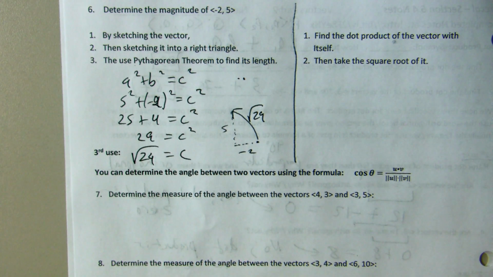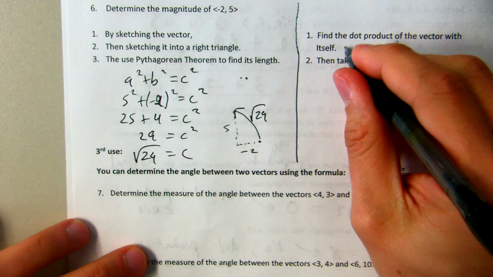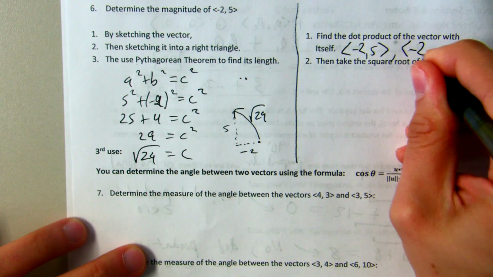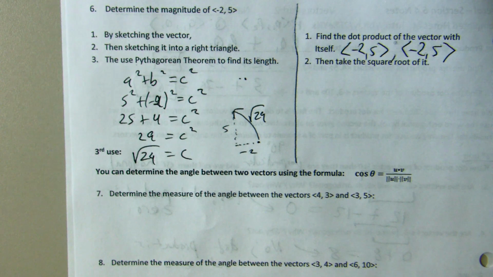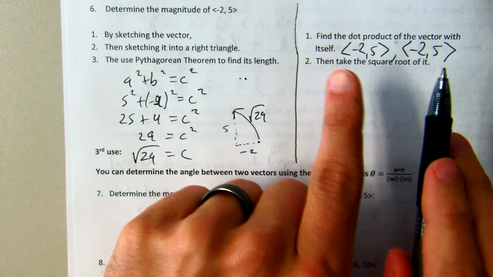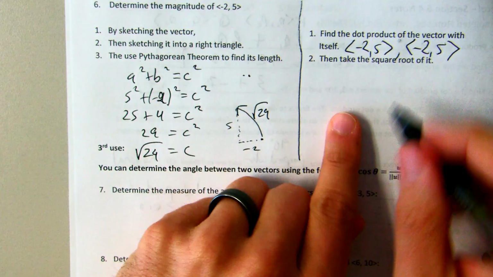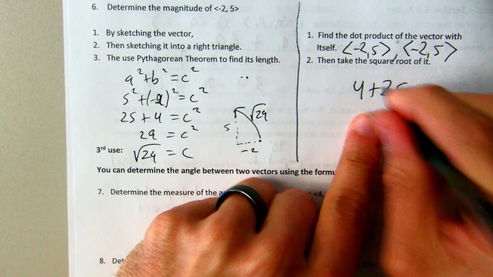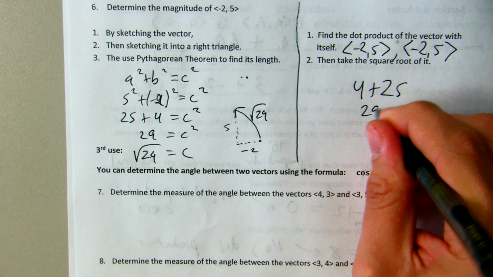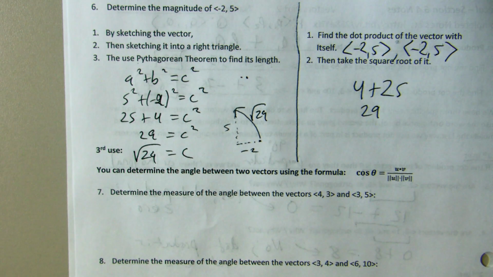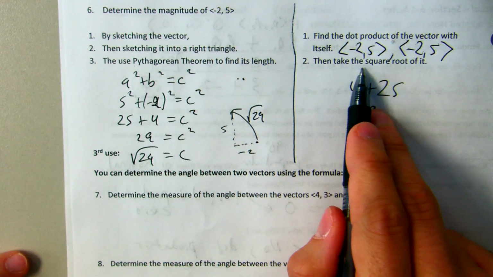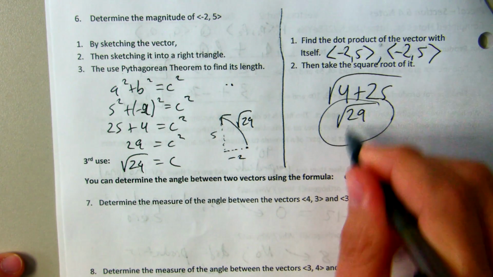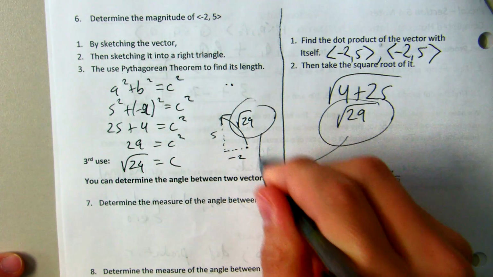Or, to get the same information, I could take the vector negative 2, 5, and start off by taking the dot product of that vector with itself. So I would multiply the horizontal components together to get 4. Multiply the vertical components together to get 25. Dot product says to add those together, which would be 29. And if you're going to do that, just make sure you don't forget to take the square root at the end. Square root of 29, square root of 29.